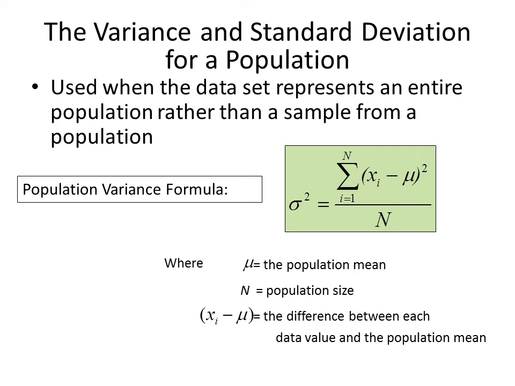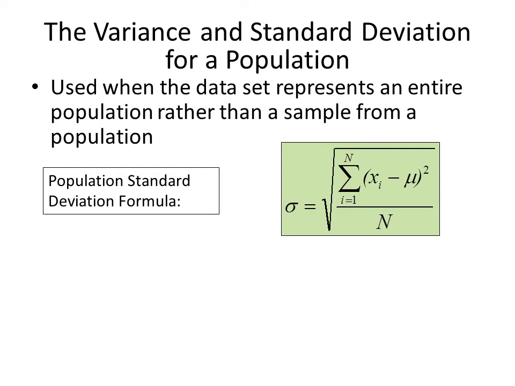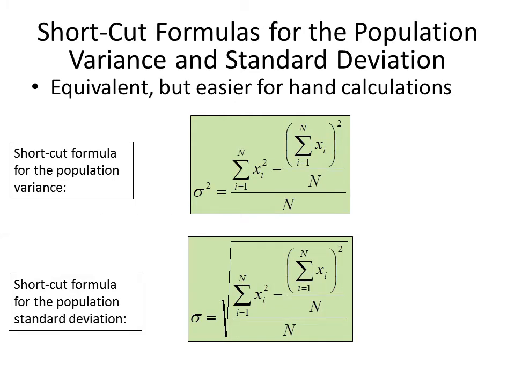For a population, the notation is sigma. Sigma squared is your variance. The formula is pretty much identical, except notice the change in the denominator. It's not n minus 1, it is n. And the square root of variance gives you standard deviation. There are two ways to get this. One way is the shortcut formula, which I don't recommend. The other is the direct formula, which is used more often.